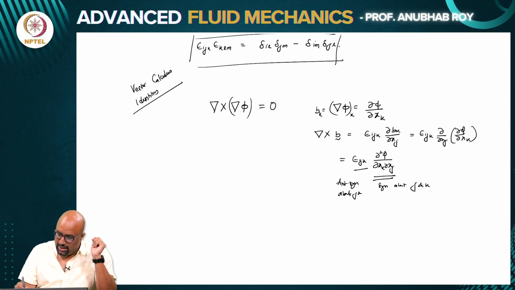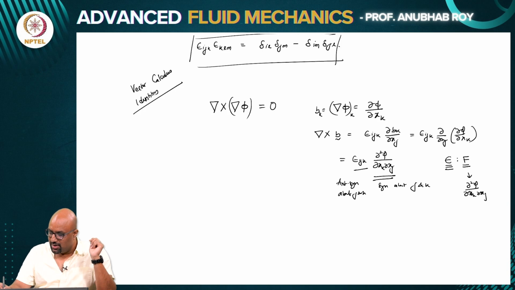with j and k. So what you have here is a double dot product of an antisymmetric tensor with a symmetric tensor. So dou square phi dou xk dou xj is symmetric about j and k, and epsilon is antisymmetric about j and k. So this we have already shown earlier is going to be 0.